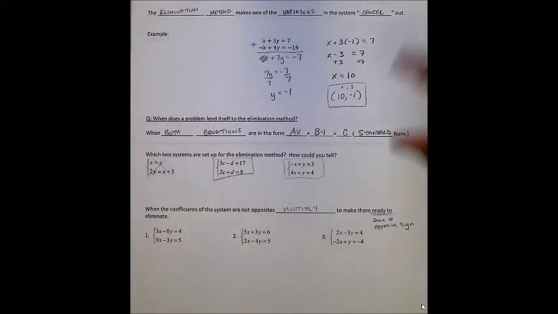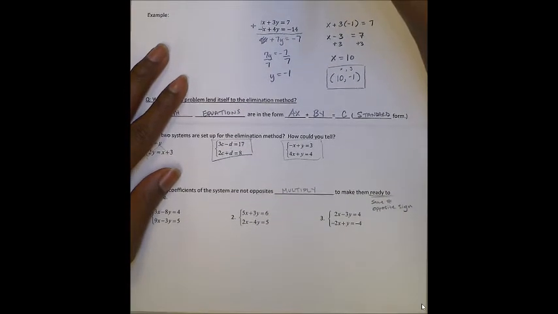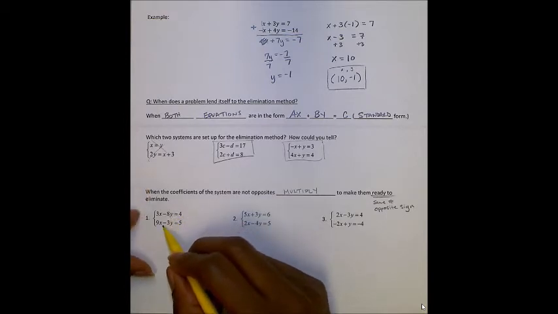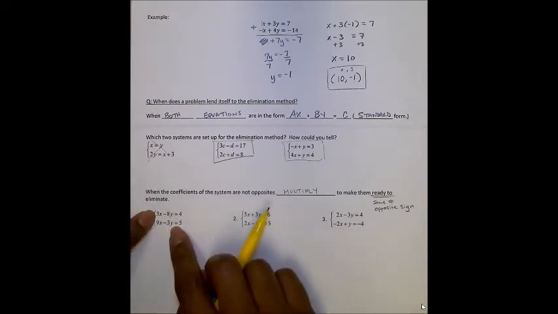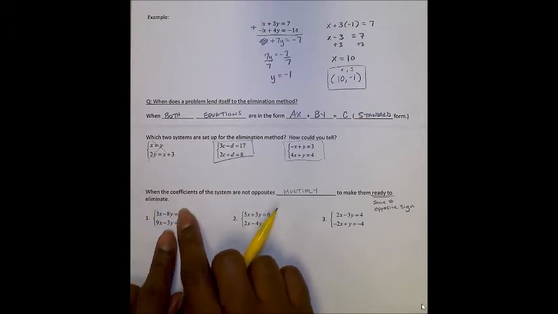So, looking at number 1, we have 3x minus 8y equals 4, and 9x minus 3y equals 5. So we see that there are no variables, x and y, with the same numbers in front of them with opposite signs. We have 3x here and negative 3y here, but that doesn't help us out because they're not the same variable. We can't add them together and have them cancel out. So that doesn't matter to us. We're just looking at the x's, looking at the y's.